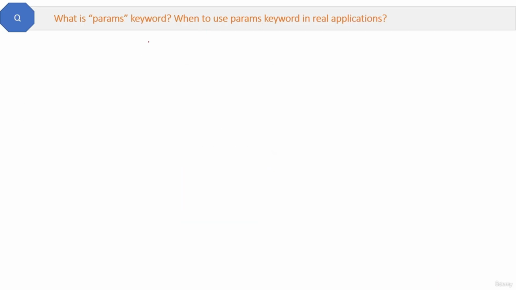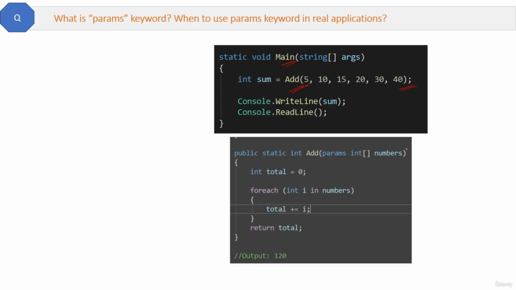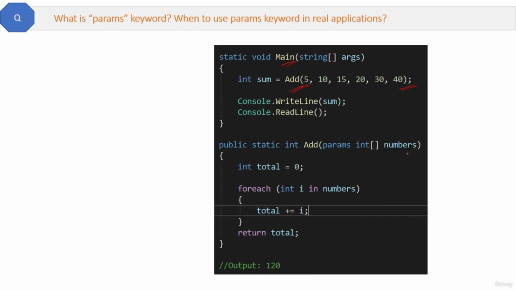What is params keyword? When to use params keyword in real applications? Let's see the code first. Here you can see inside the main method we are calling the add method where we are passing multiple parameters. And in the add method definition, we are receiving those parameter values in an array by using the params keyword. And then we are using a foreach loop to iterate over those parameters received one by one. Okay, so that is the purpose of params keyword.